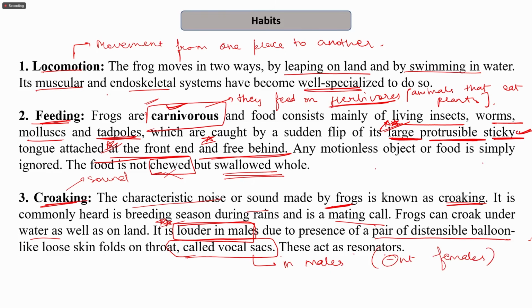And they act as resonators, therefore producing the larger or louder sound. So croaking is the particular characteristic noise or sound which is made by the frogs, especially during the breeding season. It is also called the mating call, where the frogs call the opposite sex by making this sound. And a frog can make this sound on water, underwater, as well as on land. And usually it is louder in males due to the presence of the structure which is called the vocal sac.